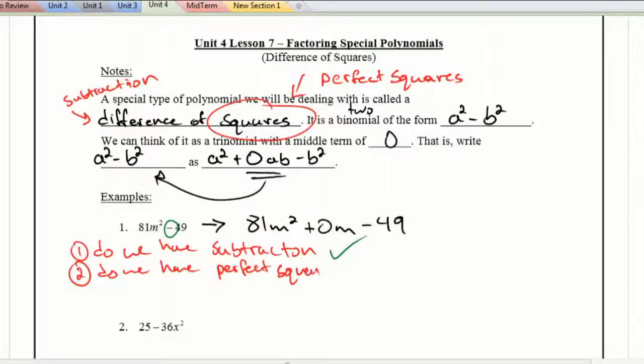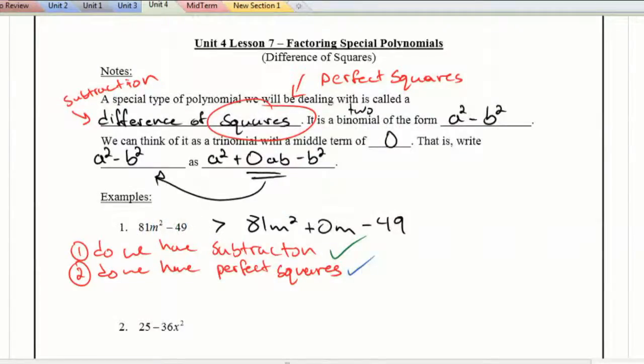Is 81 a perfect square? Yes. Is m squared a perfect square? Yes. Is 49 a perfect square? Yes. So our terms are perfect squares. It's kind of gotten a bit messy.